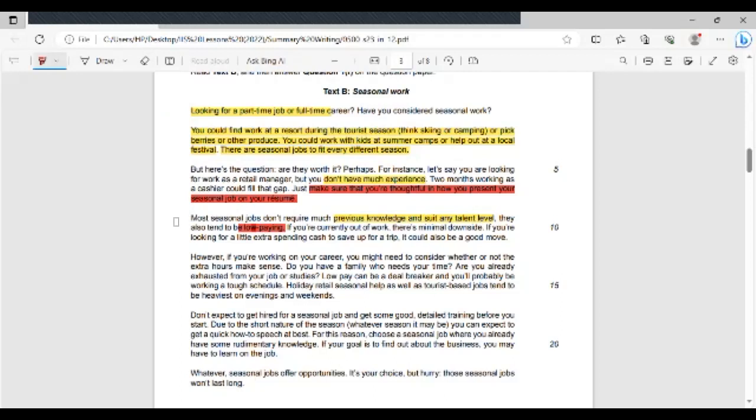If you're currently out of work, there's minimal downside. If you're looking for a little extra spending cash to save up for a trip, it could also be a good move. All right, I think that is an advantage. Although they are low paying, they could be a little extra source of cash.